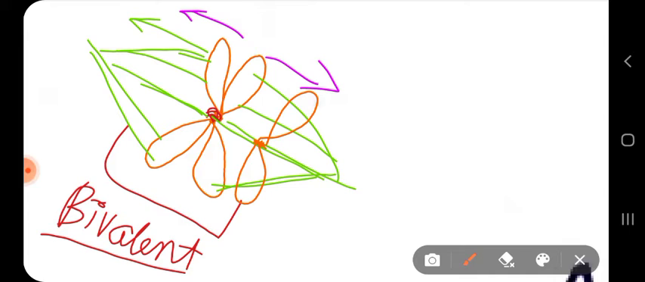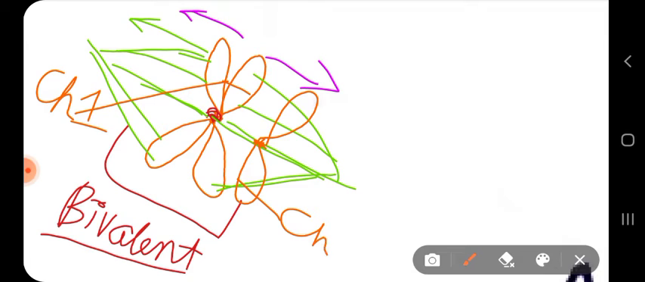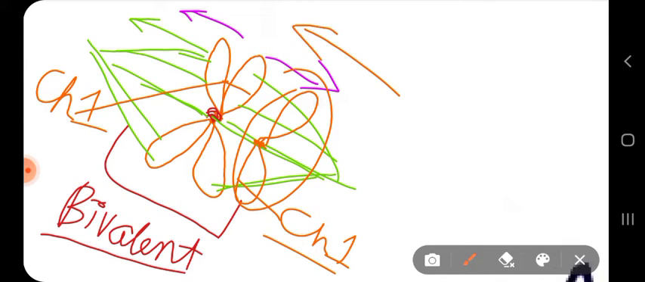For example, suppose this is chromosome number 1, and this is also chromosome number 1. So there are 3 sets of chromosome 1. Where will this one migrate? It has to migrate either this way or this way. So the paired homologues will separate equally to the opposite poles.